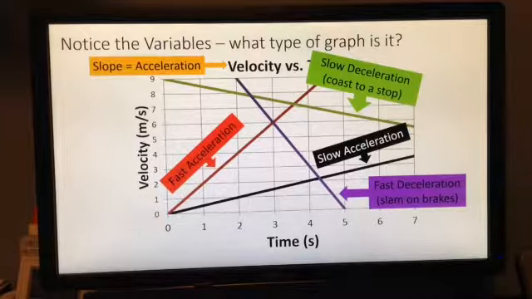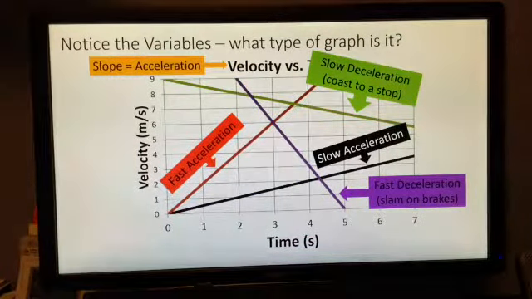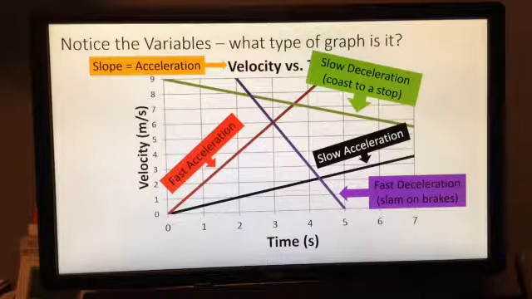A slow deceleration is like coasting to a stop, when you take your foot off the gas and you slowly slow down to a stop. A fast deceleration is like slamming on the brakes. You decelerate and you do so very, very quickly. And that is interpretation of your different types, your velocity versus time and displacement versus time graphs.